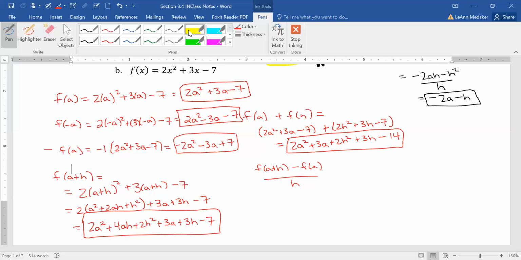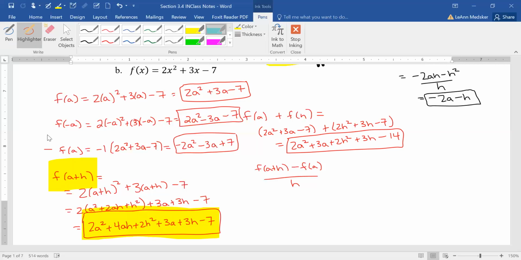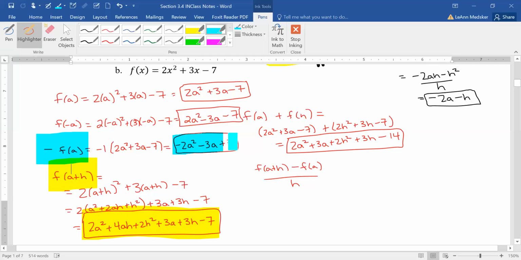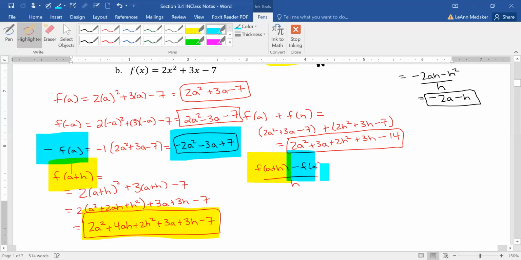Okay, so let me highlight again. Remember that f of a plus h is this answer right here. Negative f of a, including the negative sign, so we've already taken care of that, is this answer here. So we are putting those in, remember, in terms of the numerator of our problem for our difference quotient piece. And it is all still over h.